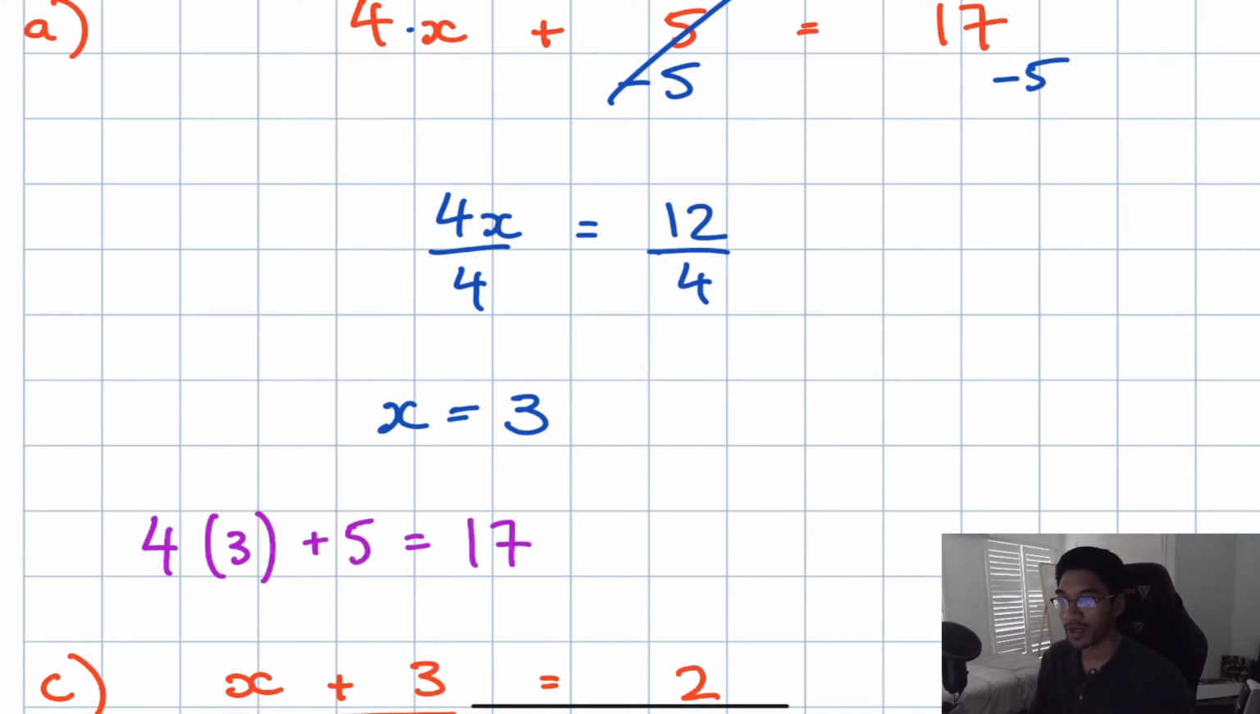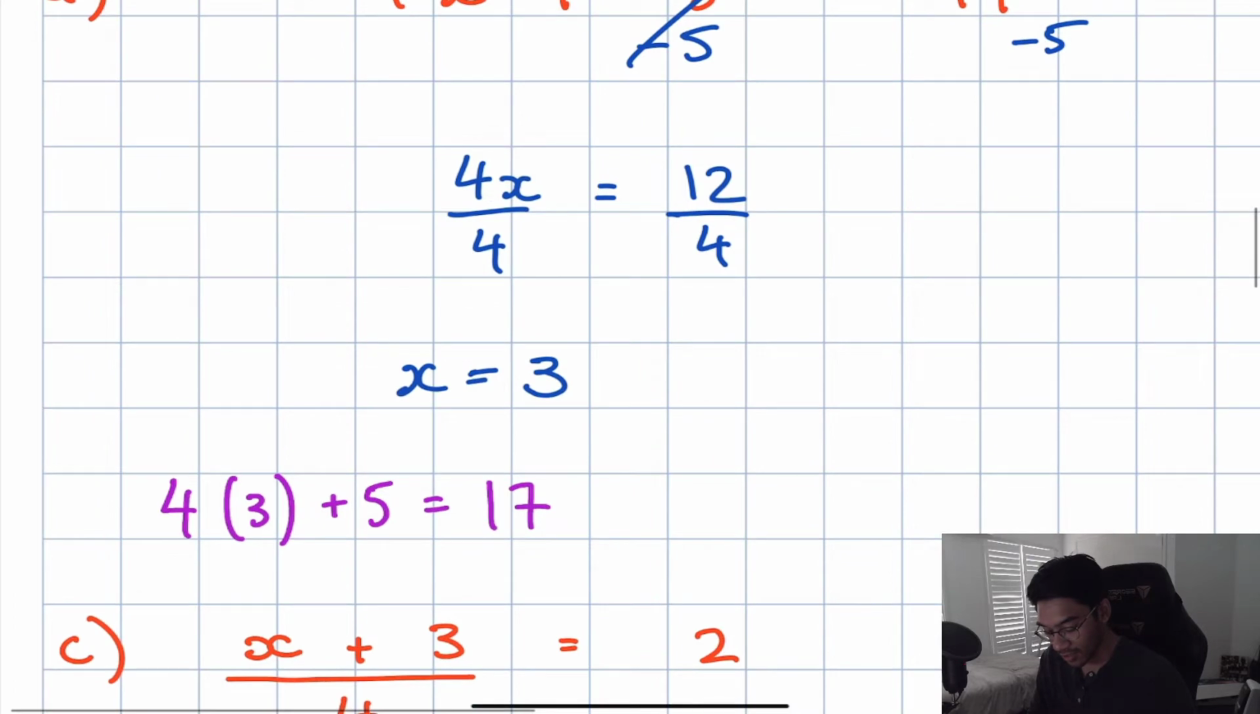Now if we've done it right, it should make sense. Let's quickly work it out. 4 times 3 is 12, plus 5 is equal to 17. Thus us checking our answer through substitution. So if it makes sense, like if it adds up correctly, if it multiplies correctly and gives the right answer, that means we've done it right.